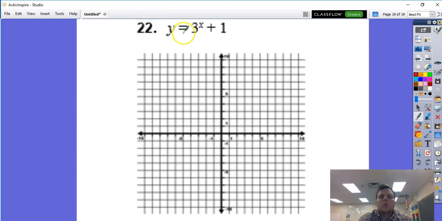Okay? Problem 22. Y equals 3 raised to the x plus 1. First thing you should notice, this guy is an exponential problem. Okay? So that means that we have a horizontal asymptote. You should just remember that. The horizontal asymptote is at y equals 0. However, this plus 1 is going to take that horizontal asymptote up 1. So now my horizontal asymptote is right here at the line y equals 1. The next thing to remember is that exponential usually crosses through the point 0, 1, but now I have to move it up 1, so it's going to cross through the point 0, 2.